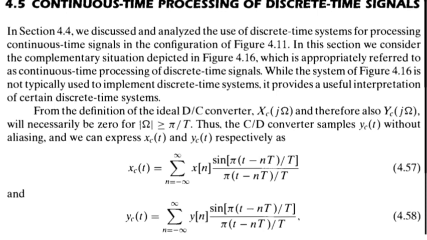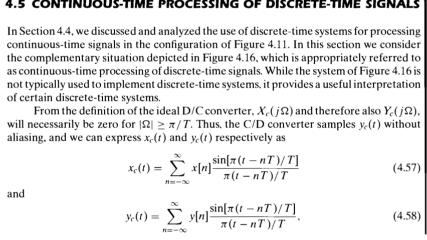This is the equation of D to C converter. So we are reconstructing the signal xc(t) from the samples of x[n], and similarly in 4.58 we are reconstructing the signal yc(t) from the samples of y[n]. So what we do, we multiply x[n] or y[n] with the shifted sinc function. So sin(π(t − nT)/T) divided by π(t − nT)/T. This is the sinc function.